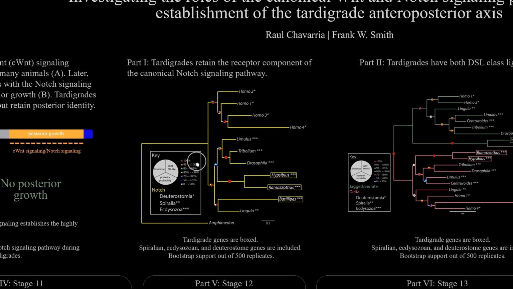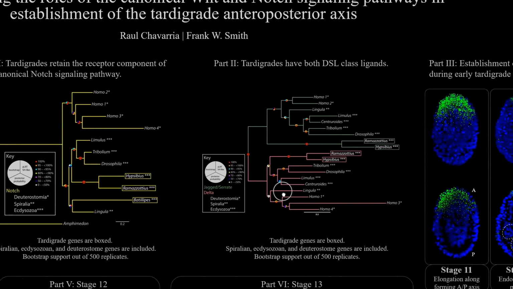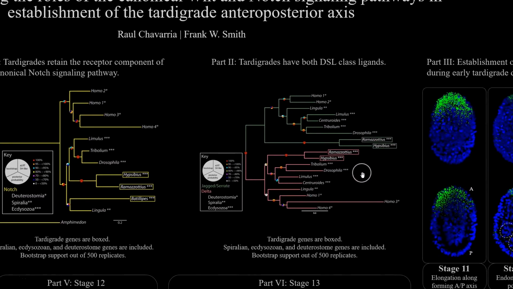This time, I take a look at the Notch pathway and find that tardigrades retain the receptor component of this pathway, shown in yellow here. I also found that tardigrades have both DSL class ligands of the Notch signaling pathway. These are jagged/serrate, shown in green, and delta, shown in pink.